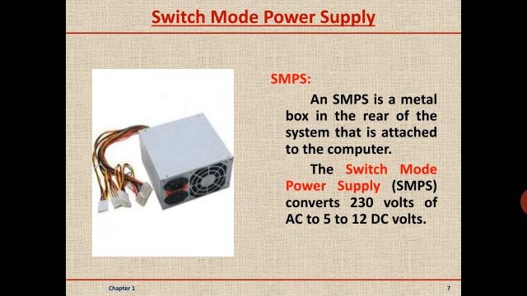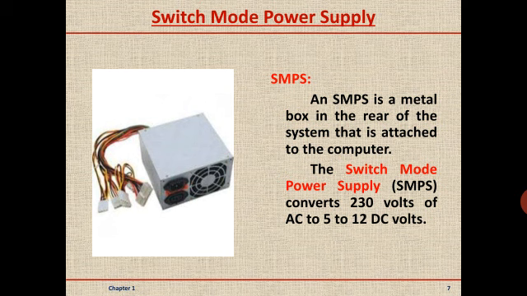There are two types of power supply connected to the computer system. They are switch mode power supply, that is SMPS. Second one is uninterruptible power supply, that is UPS. So the first power supply is SMPS. SMPS converts AC power from an electrical outlet to the DC power needed by the system components.